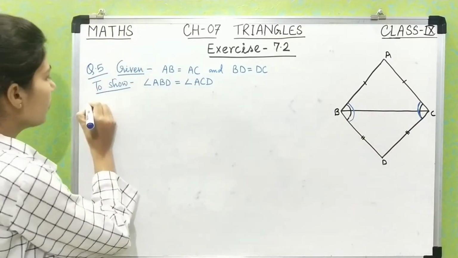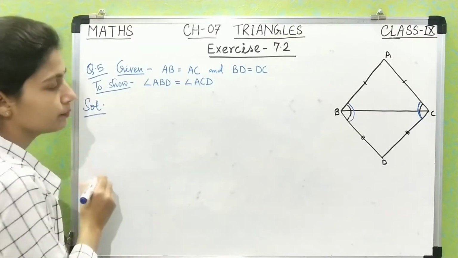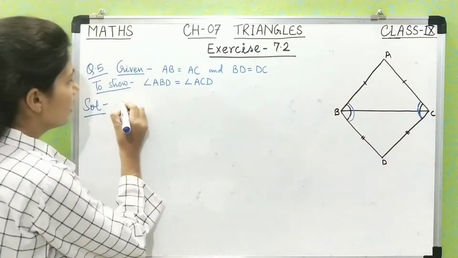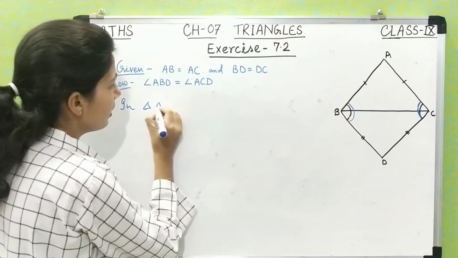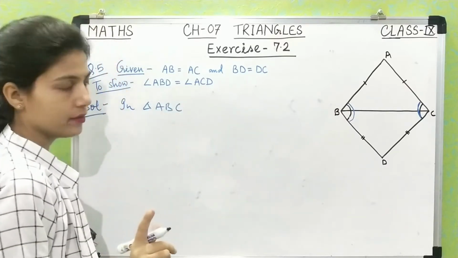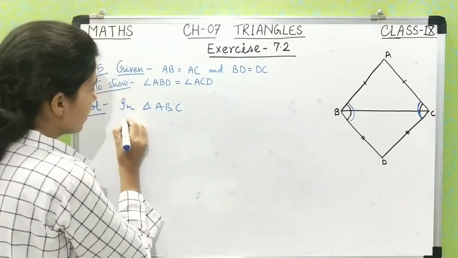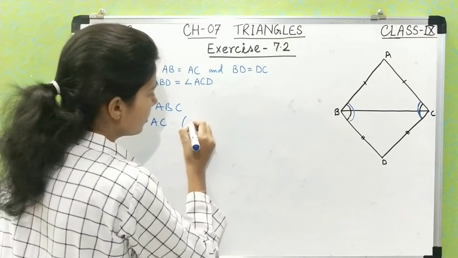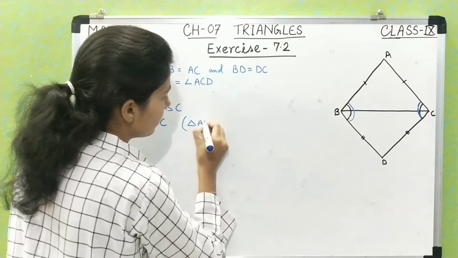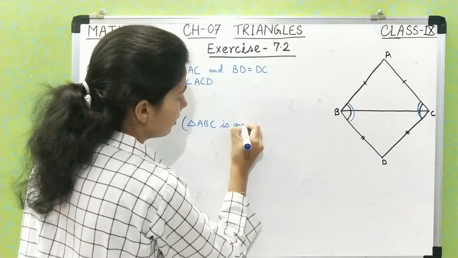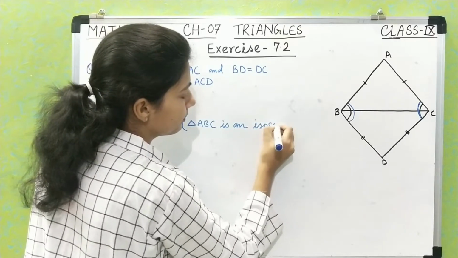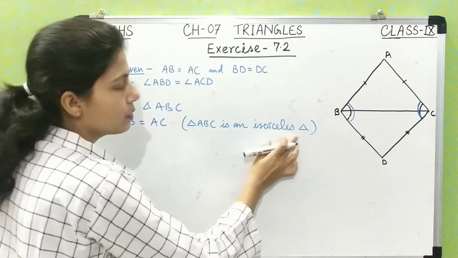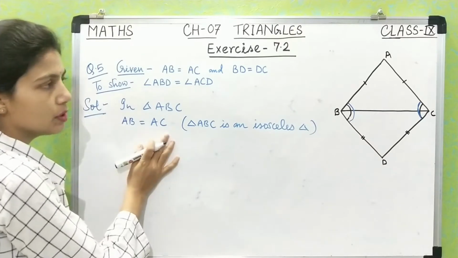So look, in triangle ABC, that is an isosceles triangle, AB equals AC. Why? Because triangle ABC is an isosceles triangle. That's why AB equals AC.